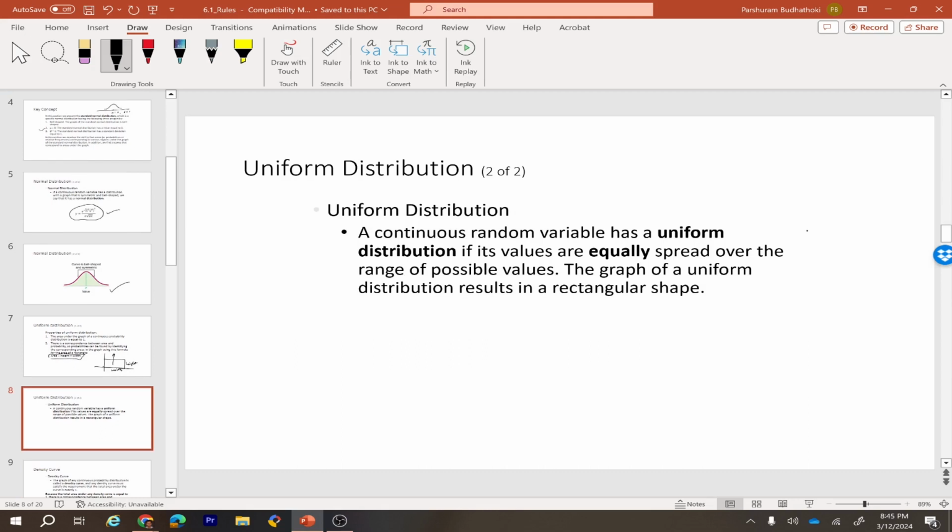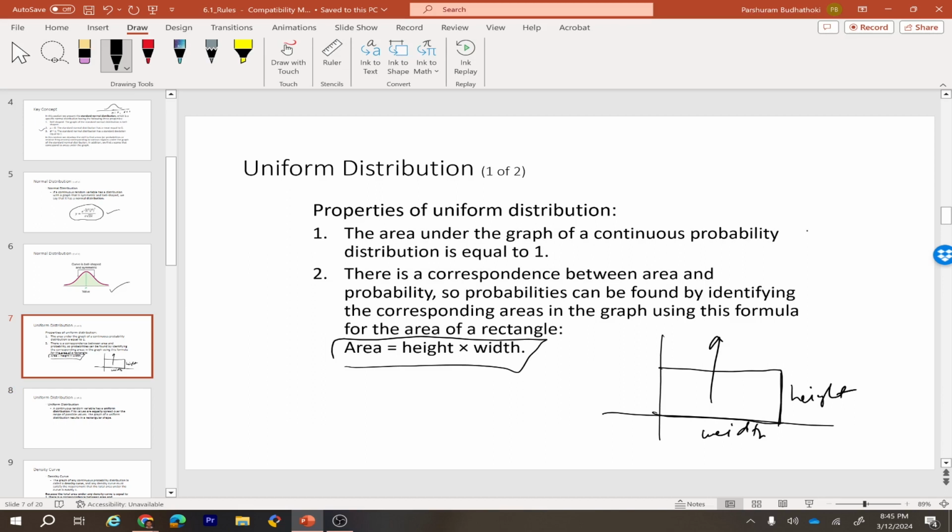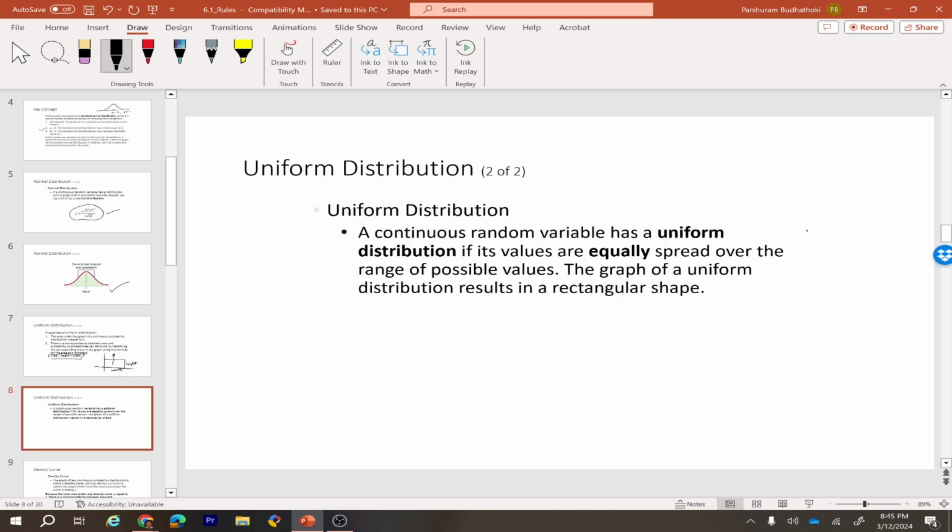Here's one property of the uniform distribution. As you can see here, the height is equal. The value of a continuous random variable has a uniform distribution if its values are equally spread.